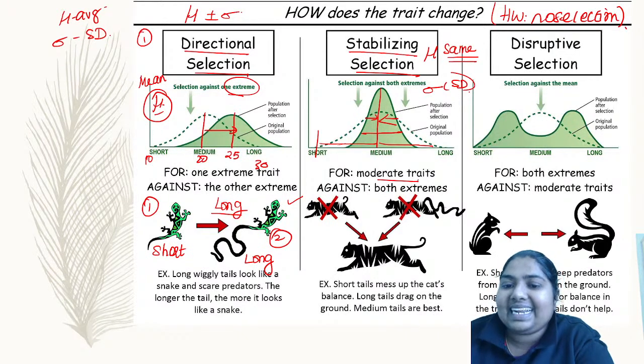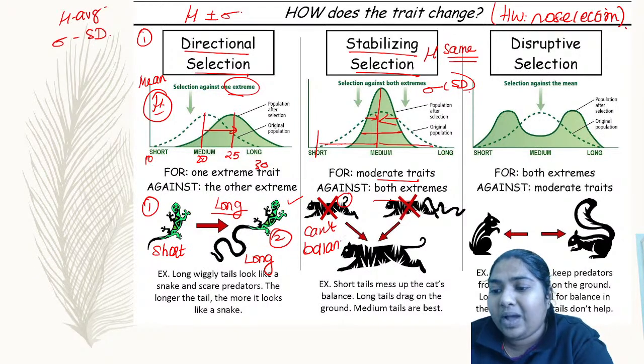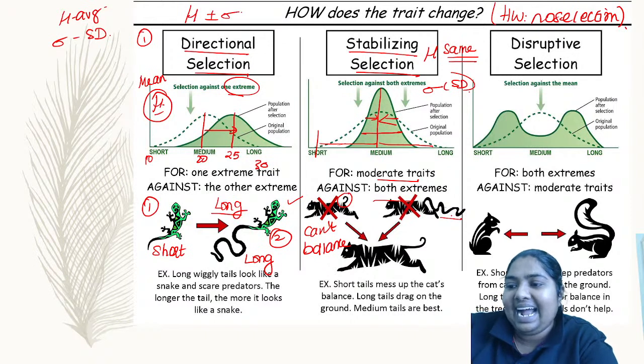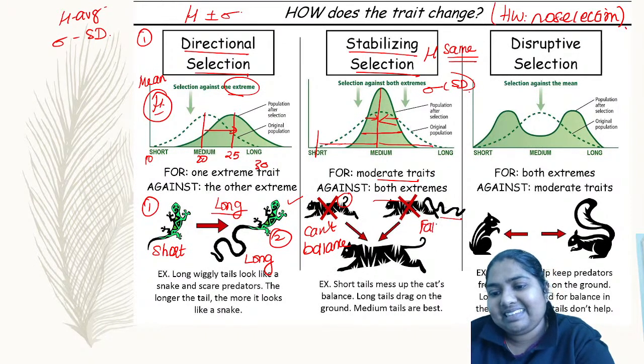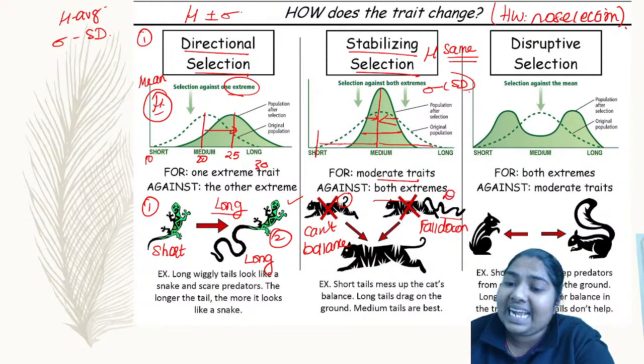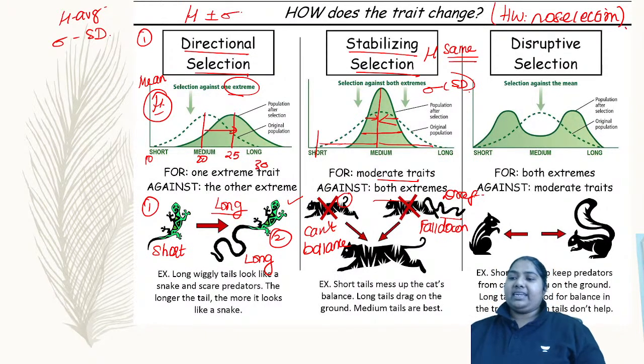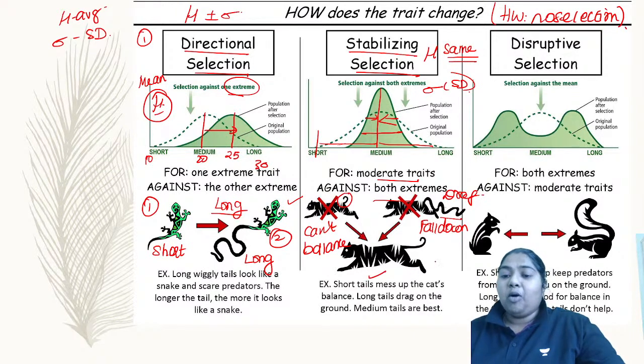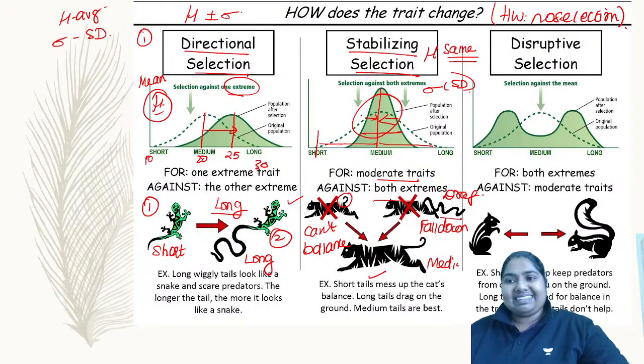It acts against the extremes. For example, you see this cat. The cat has a very short tail, which means it cannot balance well and cannot walk well. There is no balance for the short-tailed one. But when the tail is too long, what happens? The tail will drag and it will fall down. So which one is favored here? The moderate or medium ones. That is why the middle one is favored; this is stabilizing selection.